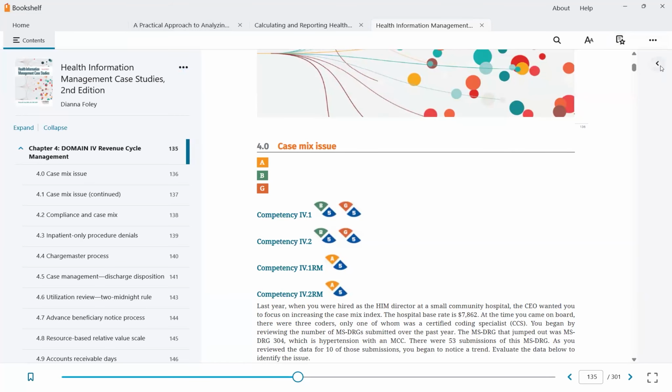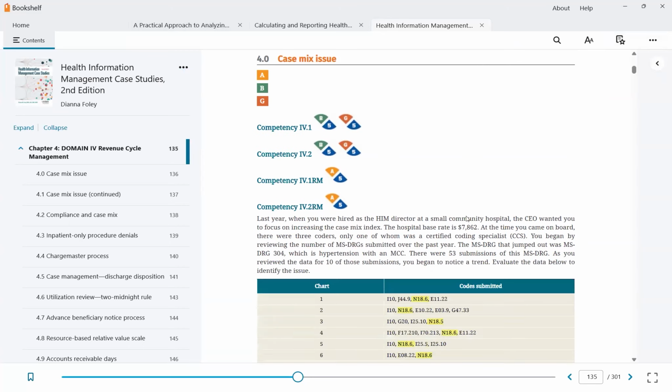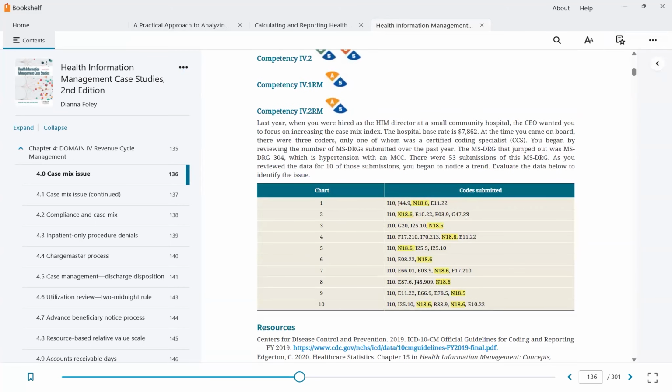Okay, in this case study, we're taking a look at some codes and some audits to take a look at increasing the case mix index. Again, the case mix refers to the diversity and severity of the patients that are treated, right? So in this case, what do we see?